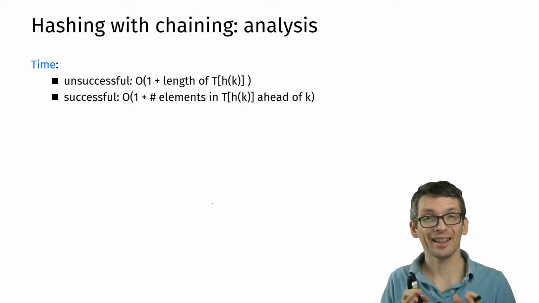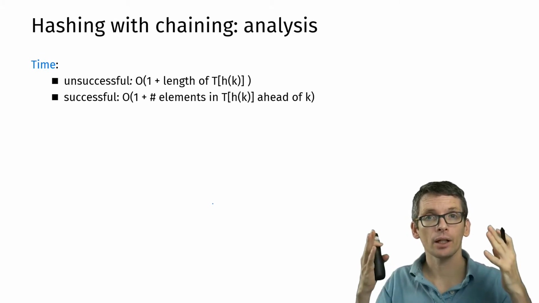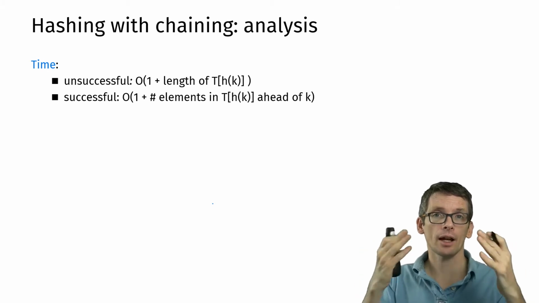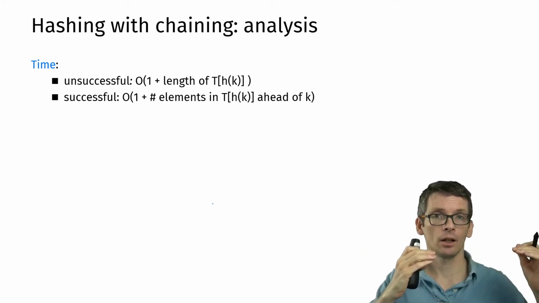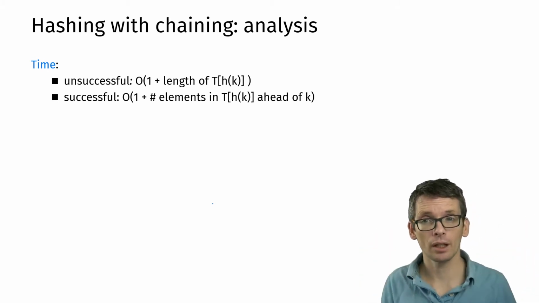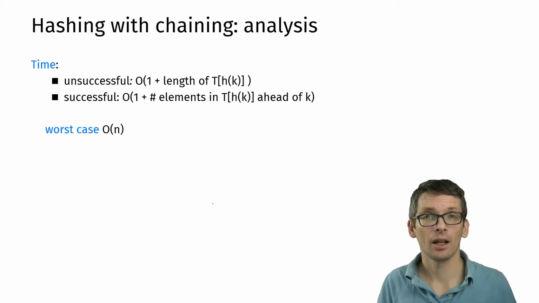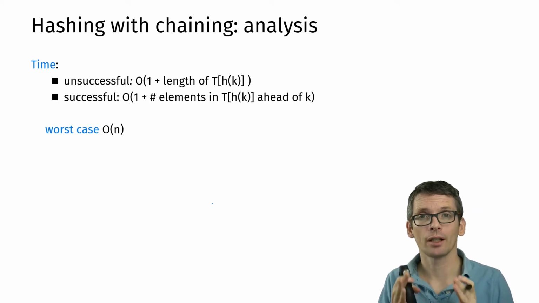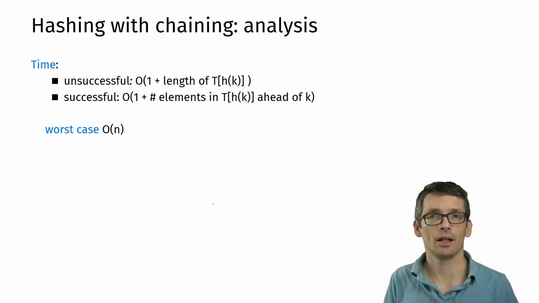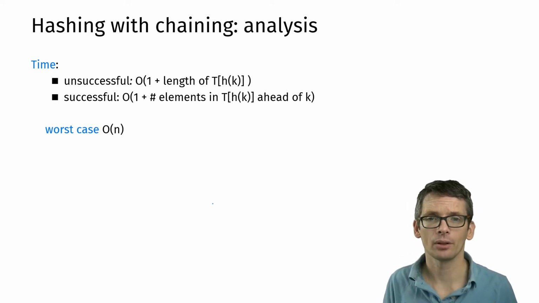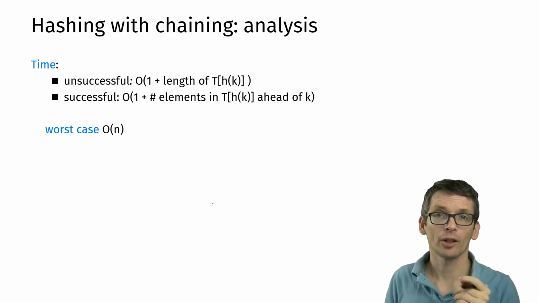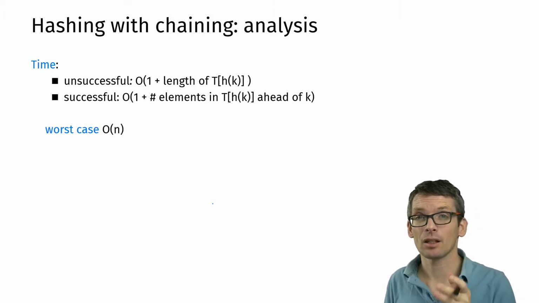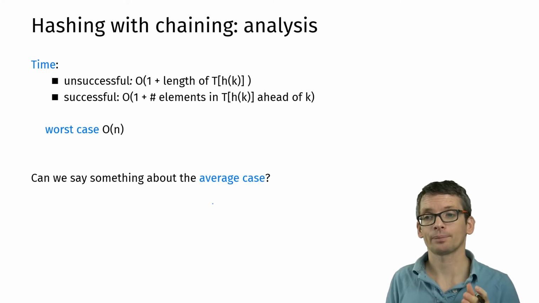And of course, if we're unlucky, every key is hashed to the same cell. So we might have a linear number of keys in one cell, and then the worst case is linear. So the worst case running time for searching in a hash table is linear. That's bad news. But the good news is that this is not the behavior that we expect.